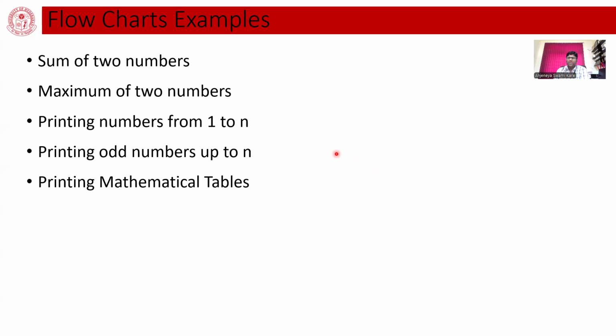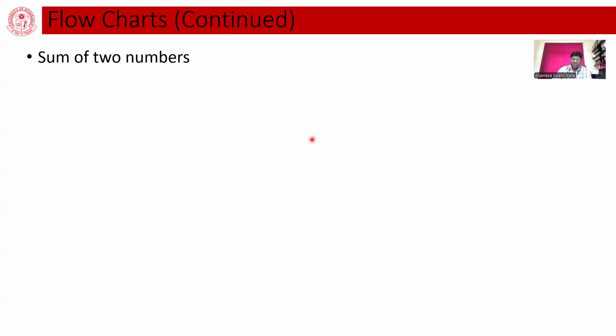A flowchart is also a pictorial representation of an algorithm. Sometimes a picture is more readable or more understandable than text. So flowcharts are diagrammatic representations of algorithms, and sometimes they help us understand the algorithms better and faster. Let us try to develop flowcharts for these 5 problems one by one. The first problem is the sum of 2 numbers.